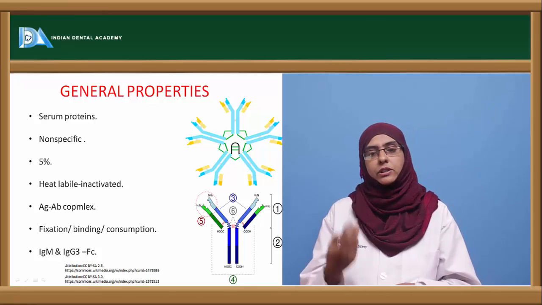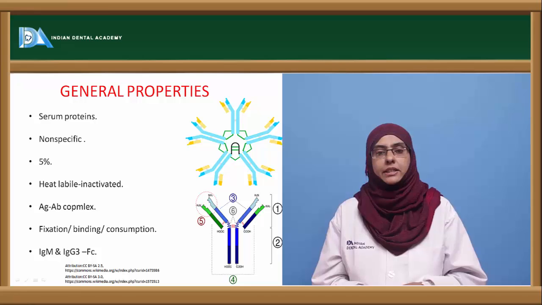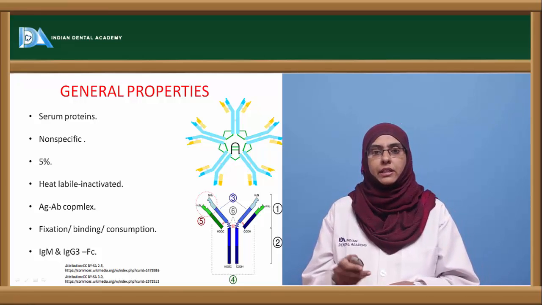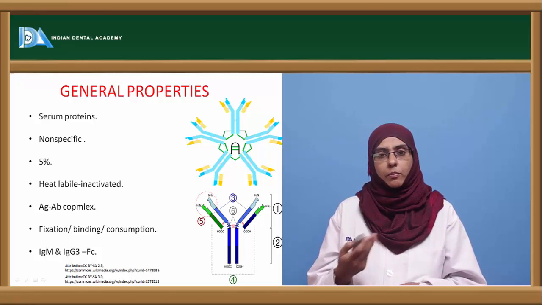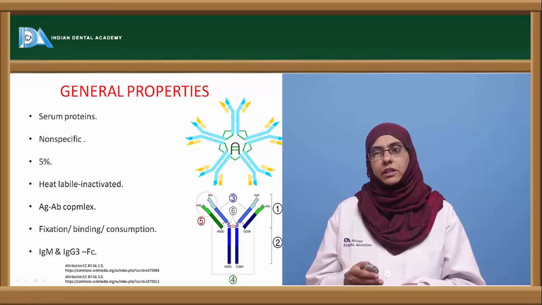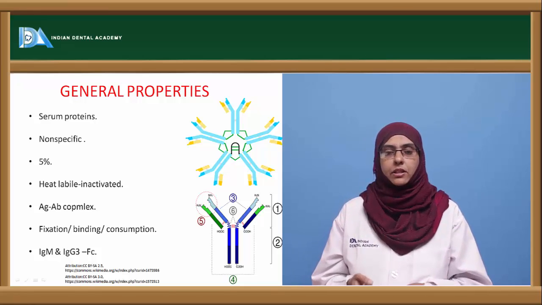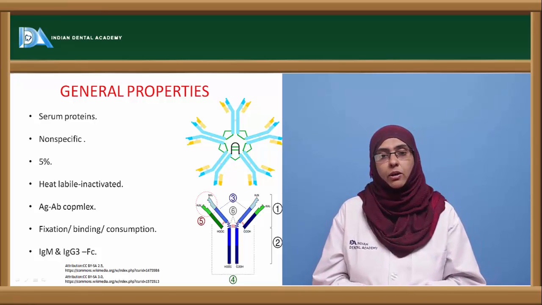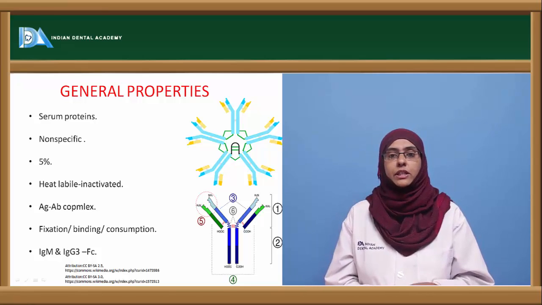And depending upon how these complements are used to interact with the antigen antibody complex, you can define the terms for this complement protein: either they are said to be fixed, complement is fixed, or they are said to be complement binding proteins, or they can also be called consumed, or they are consumed during an antigen antibody interaction.